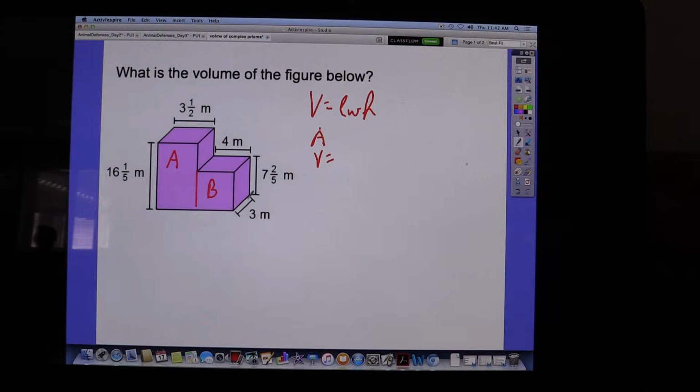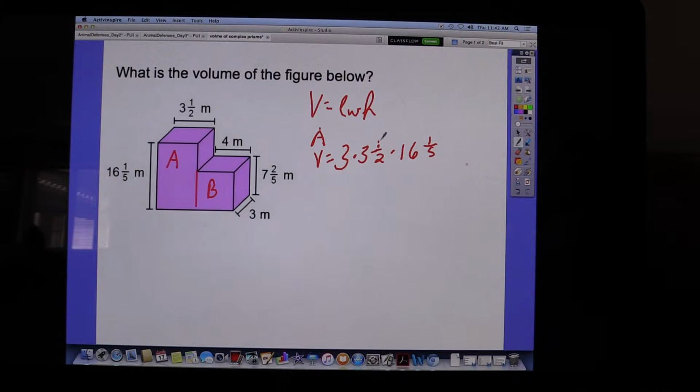If I look here, from this point to this point is 3 meters, so I know from this point to this point is 3 meters. So that could be the length. So I'll say 3 meters times 3.5 meters times 16 1/5 meters.